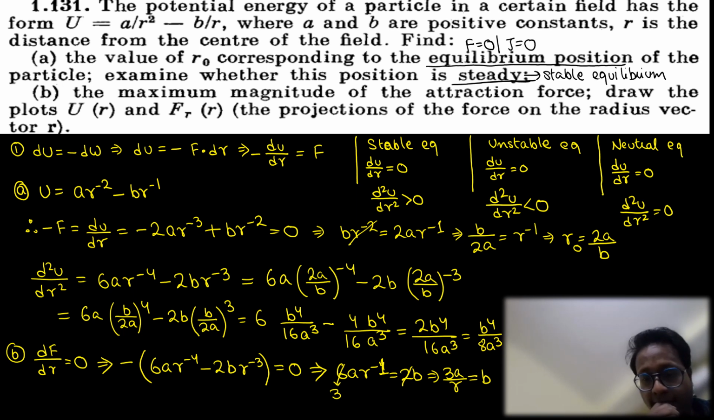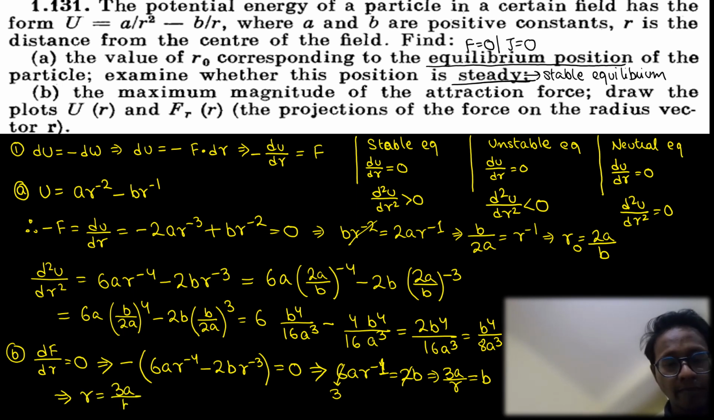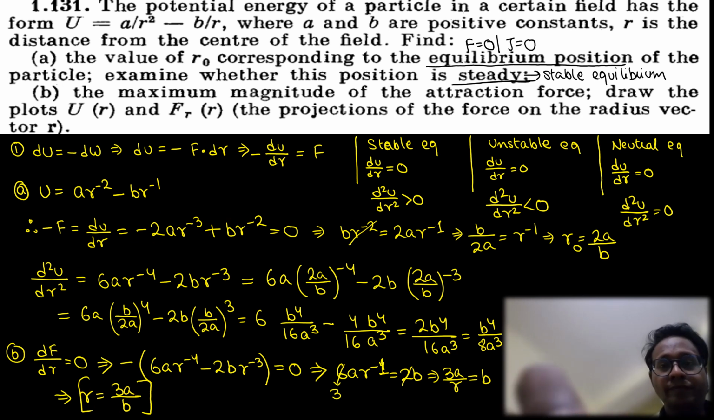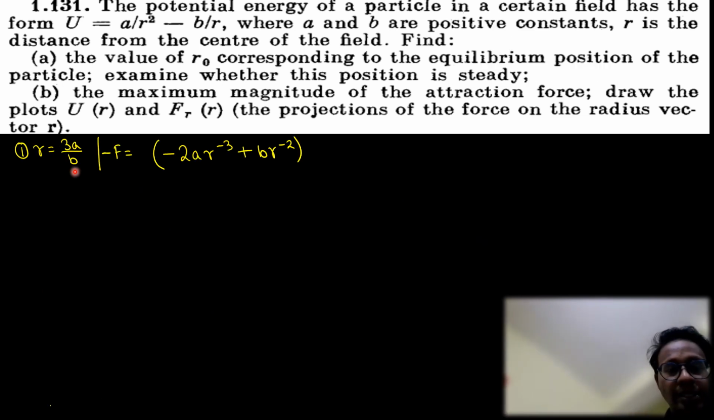3a by r is equal to b, or r is equal to 3a by b. Now, to find the maximum value of force, we have to substitute r is equal to 3a by b in the equation of force. At r is equal to 3a by b, we get the maximum value of force.